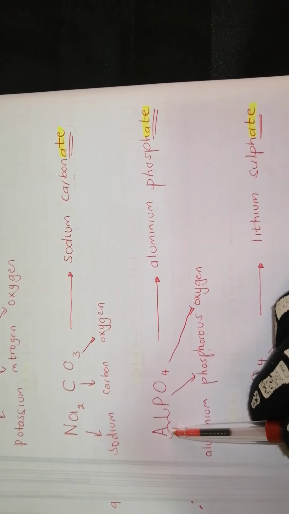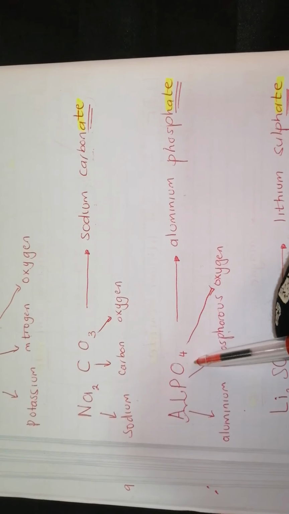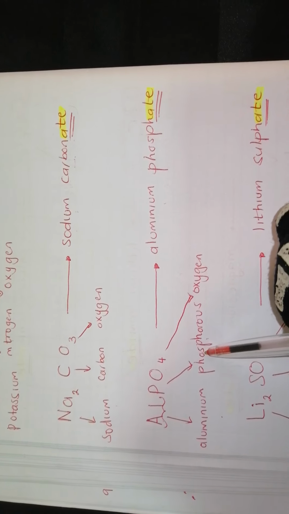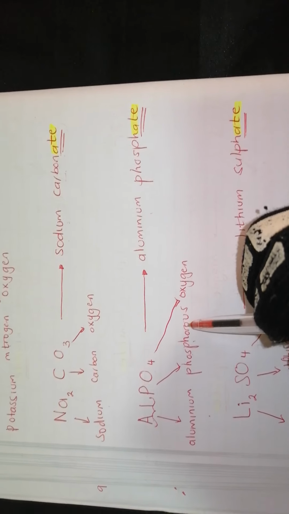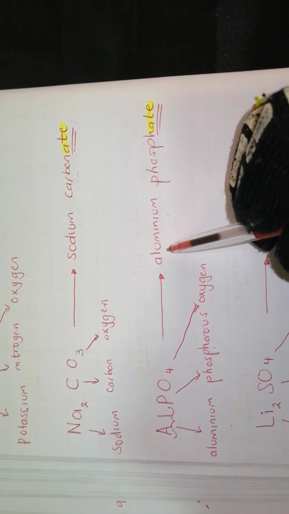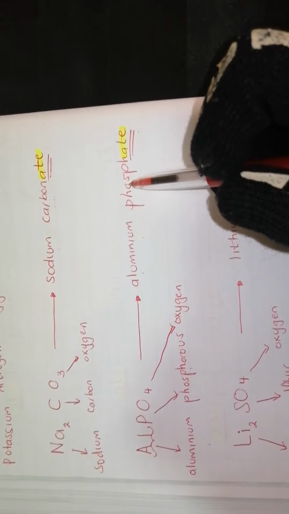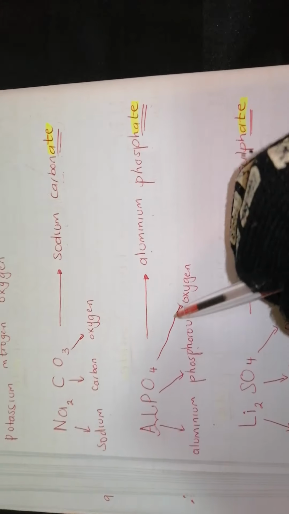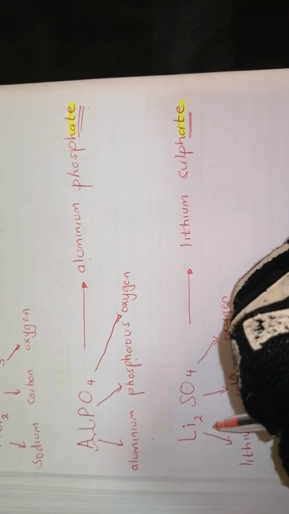You're first going to name the first element, which in this case is aluminium. So you write down aluminium. And then the second element is phosphorus, and we're going to change the ending of this word phosphorus into "ate." So phosphorus will become phosphate. So the name of this compound is aluminium phosphate, and again nowhere is oxygen even mentioned here. So phosphorus will always become phosphate. Right, let's do the last example.